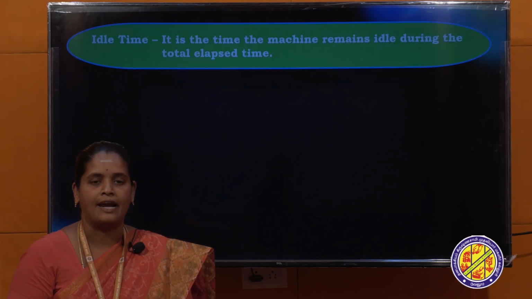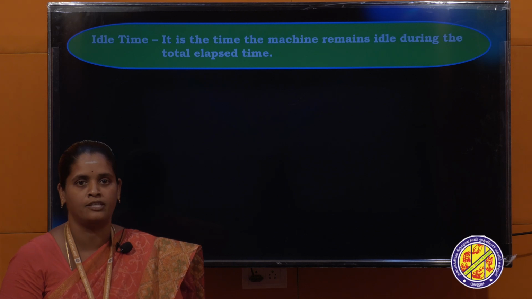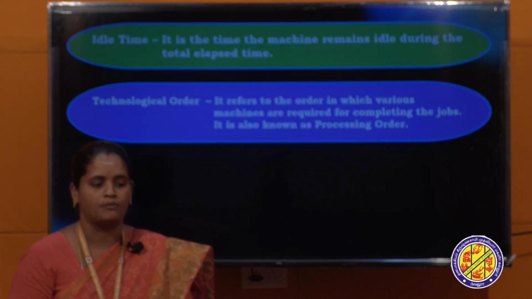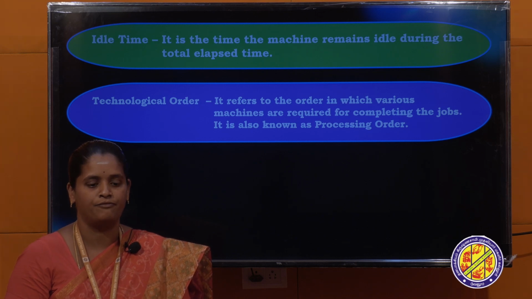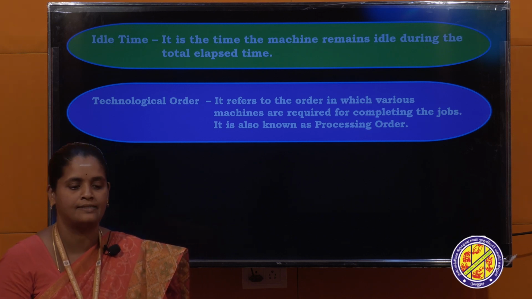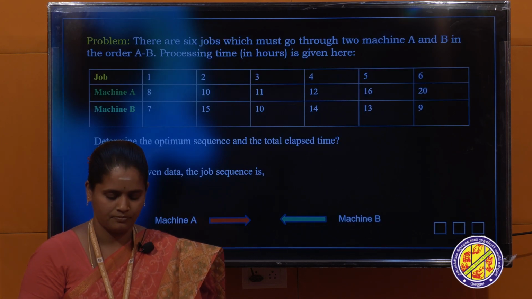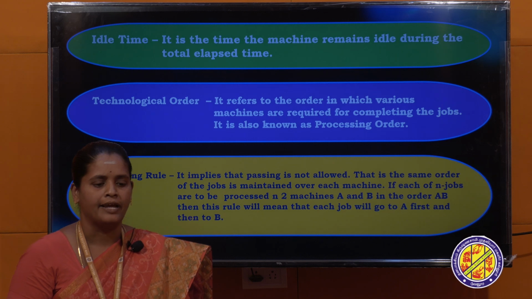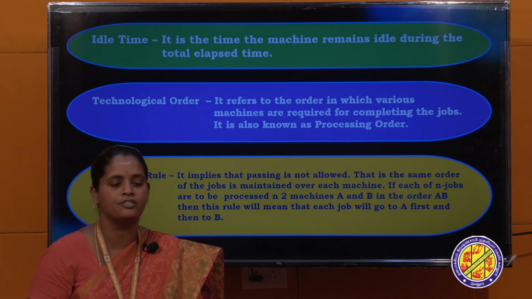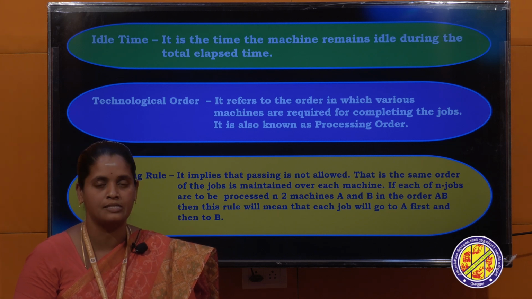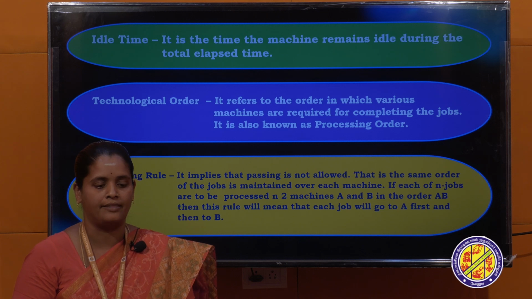And the next one is idle time. Idle time is the time the mission remains idle during the total elapsed time. The next one is technological order. It refers to the order in which various machines are required for completing the job. It is also known as the processing order. The next one is the no pausing rule. It implies that pausing is not allowed in the sequencing problem. For example, if n jobs are to be processed on 2 missions A and B, it means that each job will go to A first and then to B.